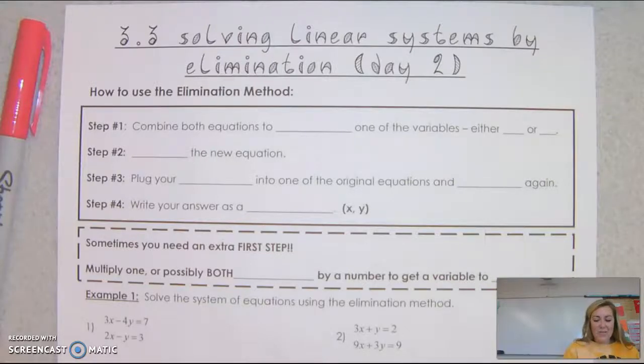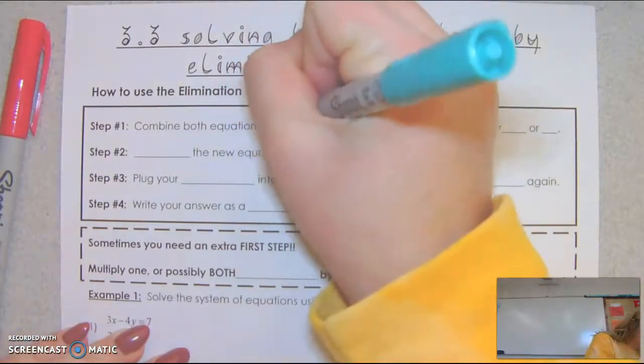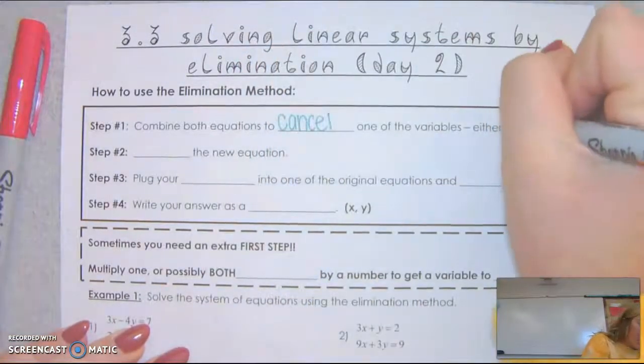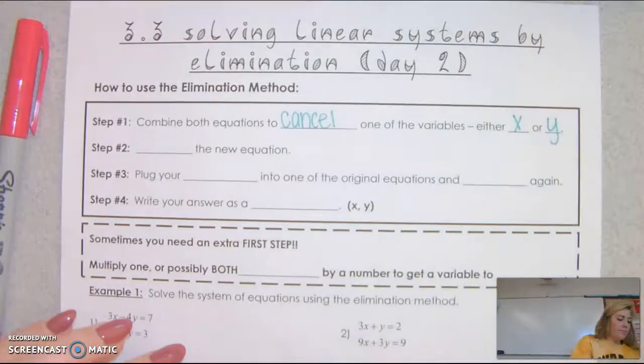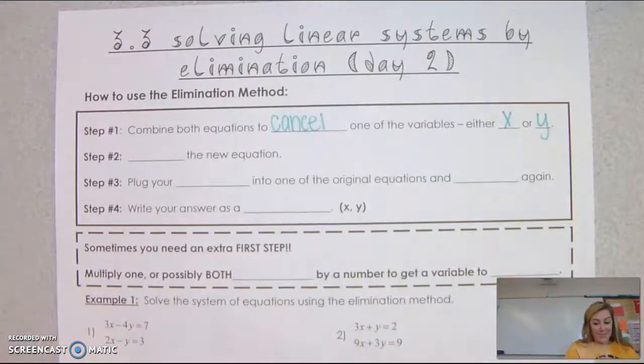Hi guys, so today we're talking about solving linear systems by elimination, day 2. So our first step for this, combine both equations to cancel one of the variables, either x or y. I'm going to try and make these colorful and pretty today.